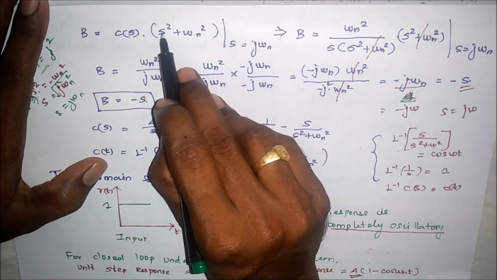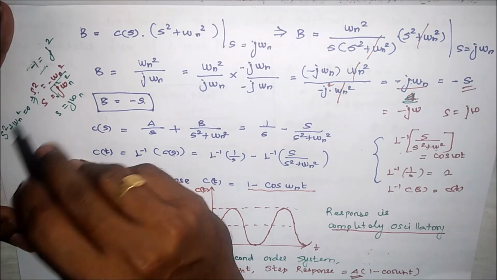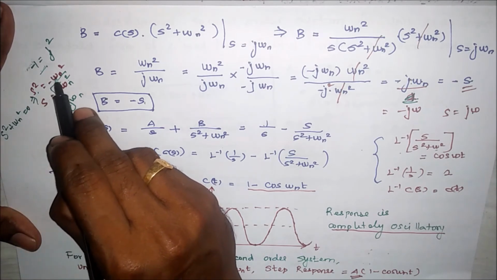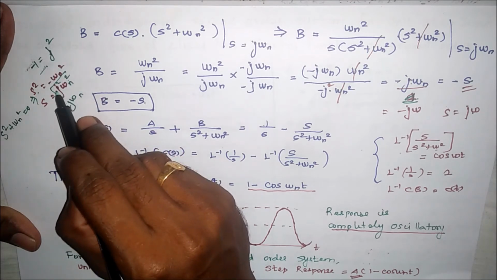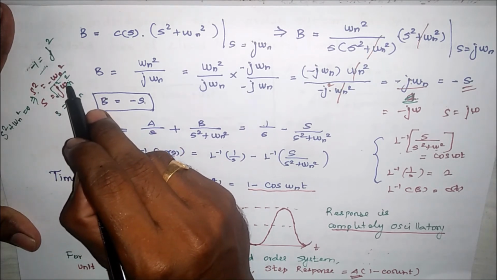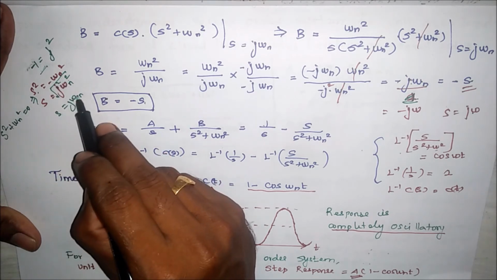So from this we have to find the s value. We know s square plus omega n square equal to 0. Therefore s square equal to minus omega n square. So we know minus 1 equal to j square, so inside will be j square omega n square. If we take the square root for this, s equal to j omega n.